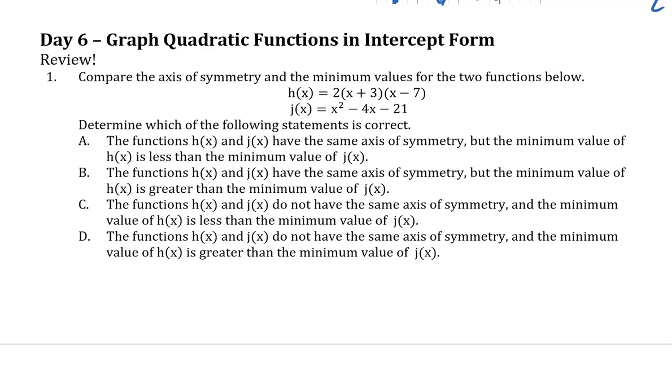Unit 4, Day 6, Graphing Quadratic Functions in Intercept Form. This is Mr. McGough up at R12. I'm going to be going over Day 6 with you.